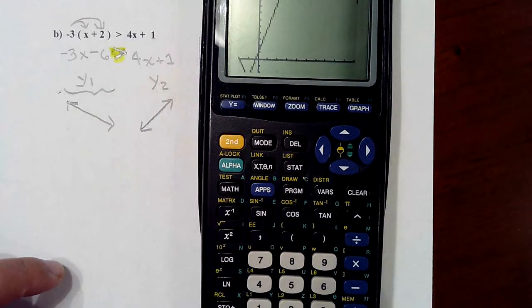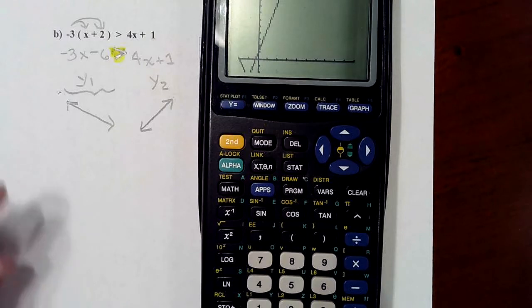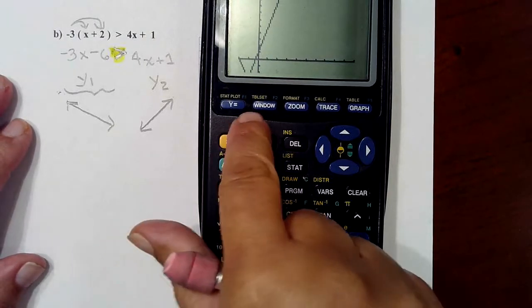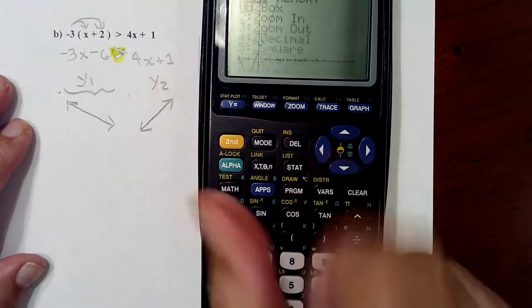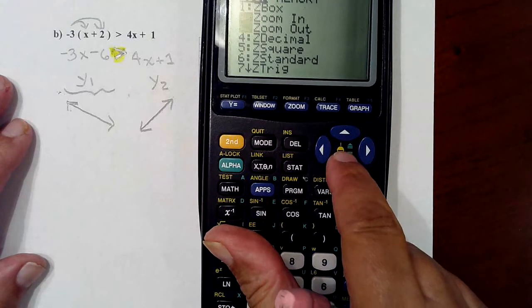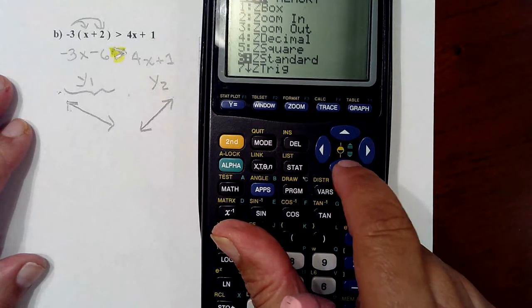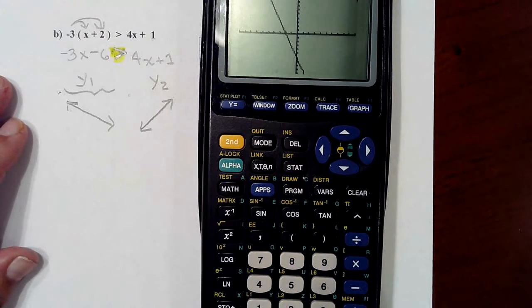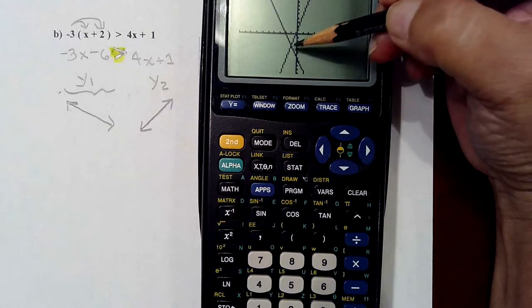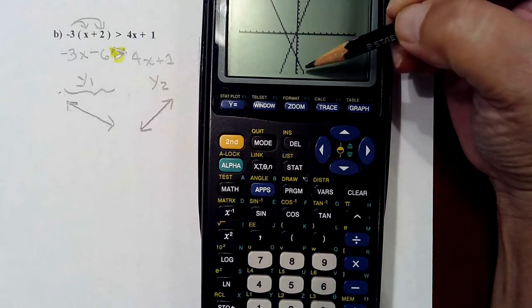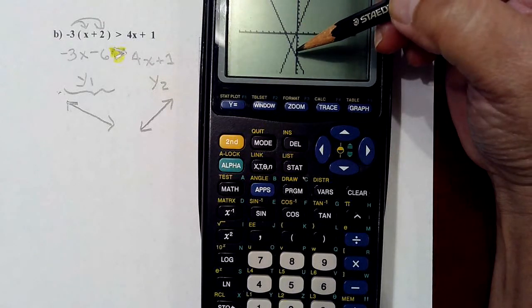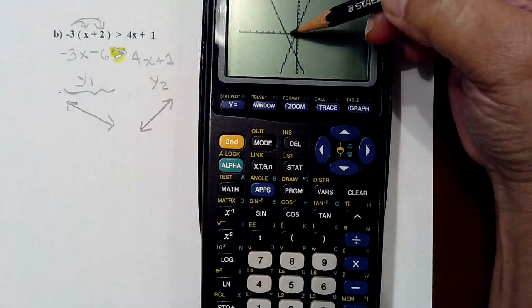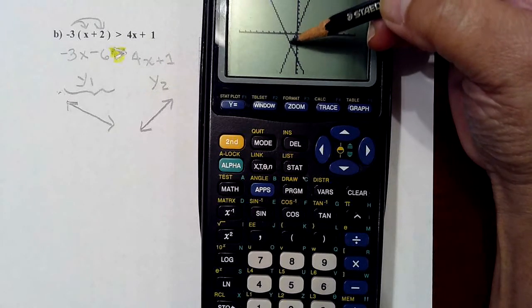Now you can't see enough of what's being graphed here, so I'm going to switch to a standard window. All the pre-made windows are under the zoom key. A standard window will go from negative 10 to 10 on the x-axis, and same thing on the y-axis. Let's see if we can see more of the picture now. Okay, it looks like right where they're intersecting is at negative 1, and you can see that right here, that right at negative 1 is where these two lines intersect.